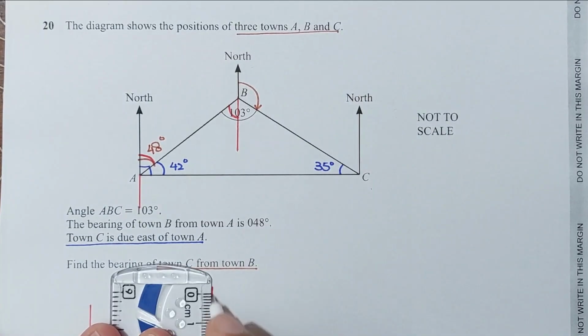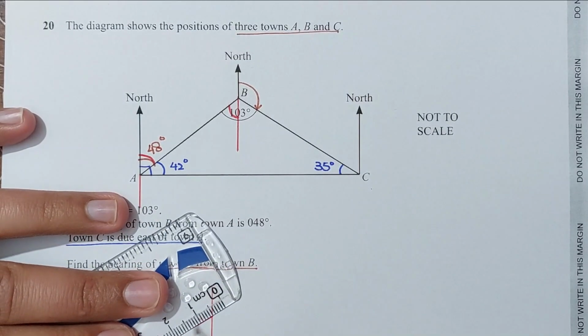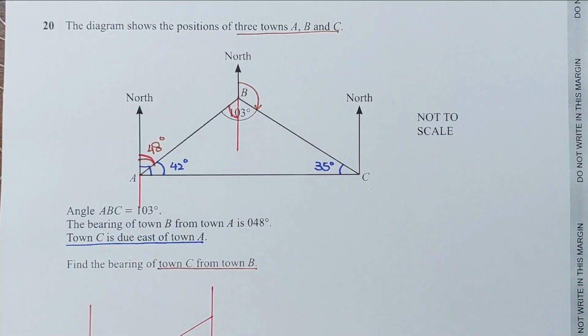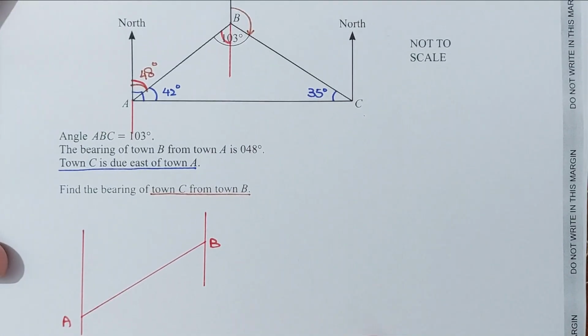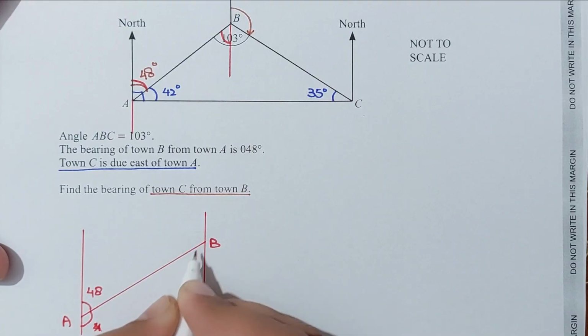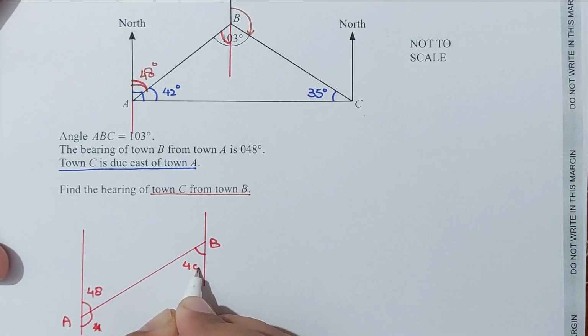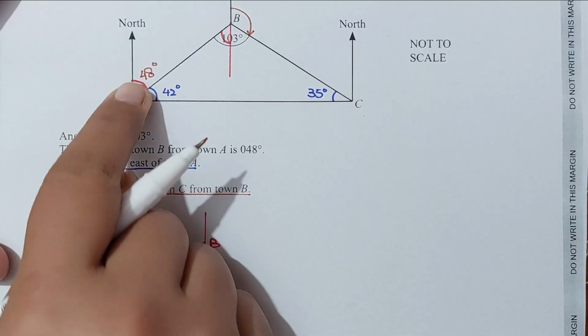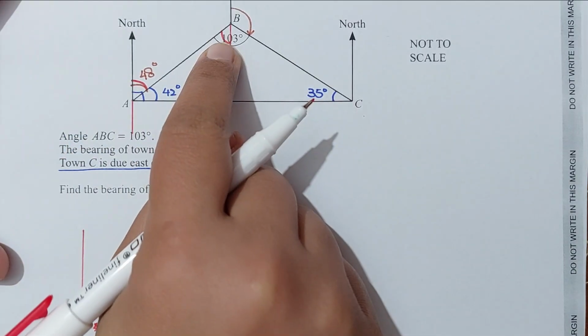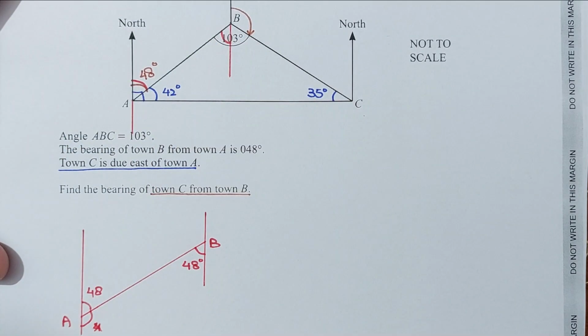This line and this line. There are two parallel lines joining with one line. This is point A and this is point B. If this angle is 48, then this would also equal 48. This is 48, this angle is 48.